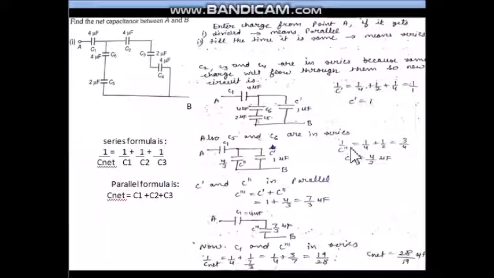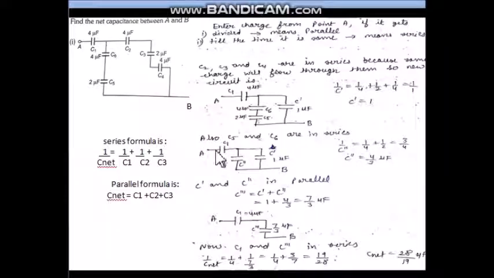Don't forget, every time you solve a series combination, we will always get the answer of 1 by C first. And we have to again reciprocal it to get C net. So this way every time we have to again reciprocal it in series. So C double dash is 4 by 3. Now we will replace these two, C5 and C6, by the single capacitance C double dash.